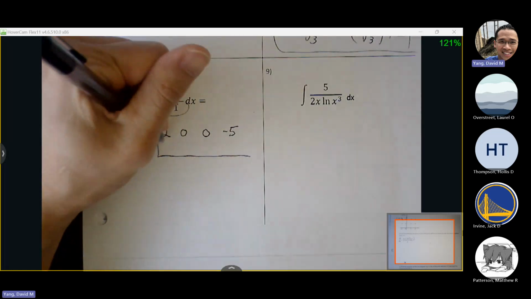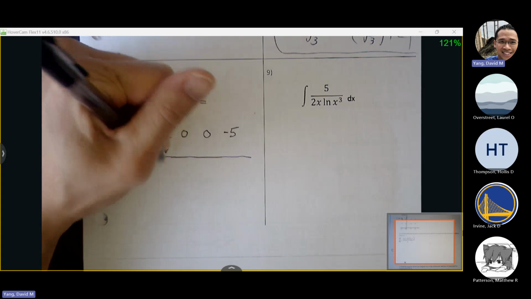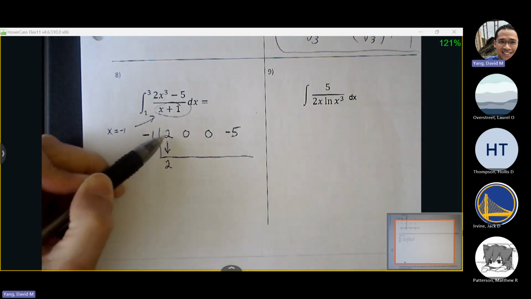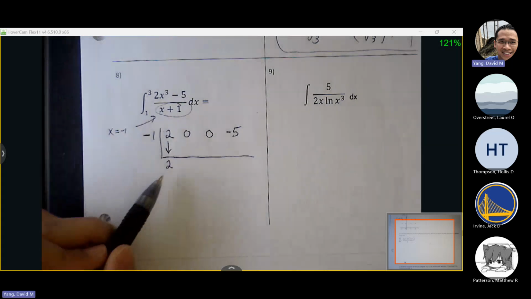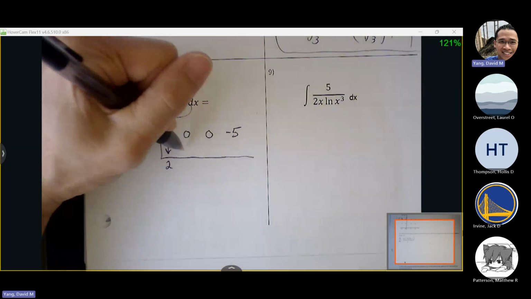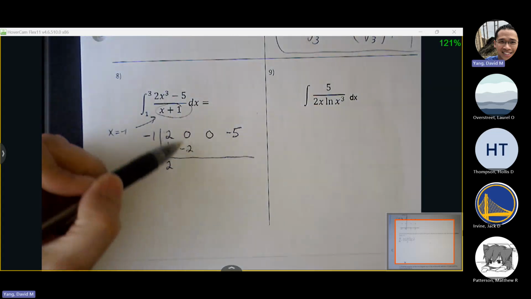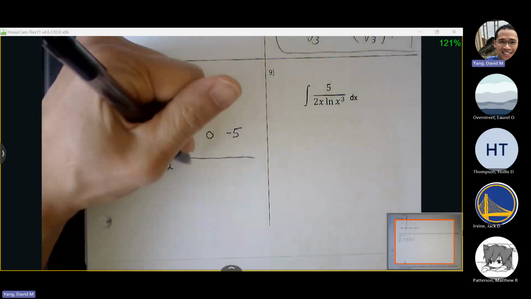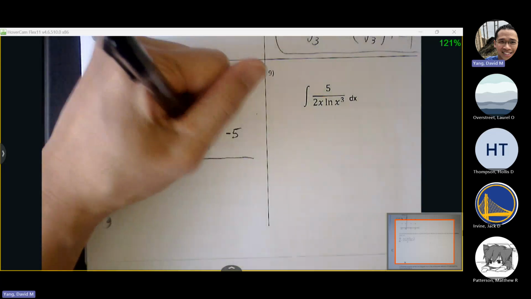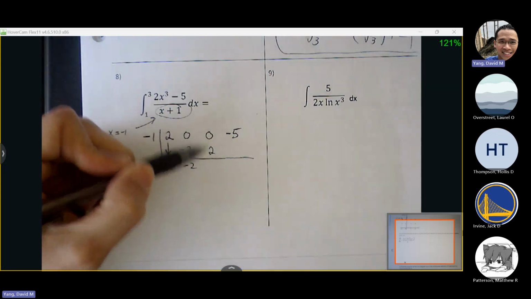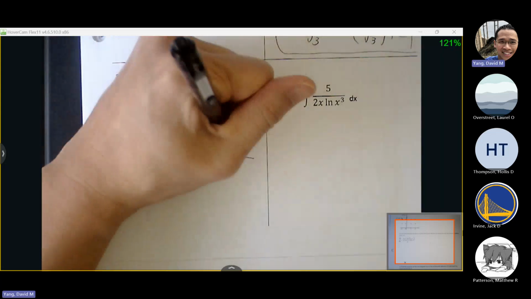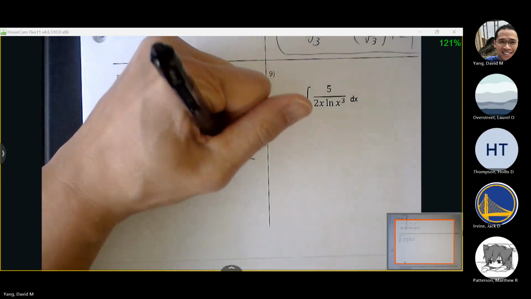All right, first step, always drop the first number below the line. If it's a 2, drop down the 2. If it's a 5, drop down the 5. If it's 7, drop down the 7. Once the number is below the line, then multiply with the factor outside. 2 times -1 is -2. Inside the box, you add. 0 minus 2 is -2. Multiply. -2 times -1 is 2. Add. 0 plus 2 is 2. Multiply. -1 times 2 is -2. Add. I get -7.